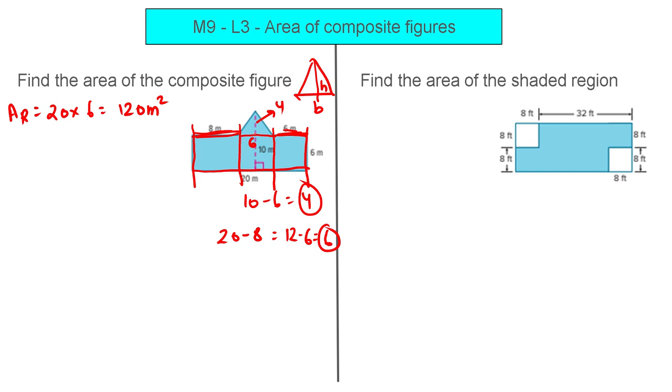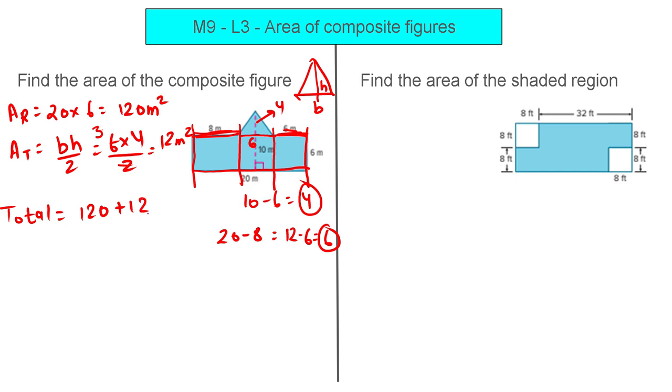The base and the height was not given directly, but we have to find it indirectly. So the base is 6 and the height is 4. So the area of the triangle will be base multiply height divided by 2, which means 6 multiply 4 divided by 2, which means 12 meter square. Check, 6 divide 2, 3, and 3 multiply 4, 12. Okay, then what will be the total area? Total will be 120 plus 12, yani 132 meter square. Okay, now come to the next question.